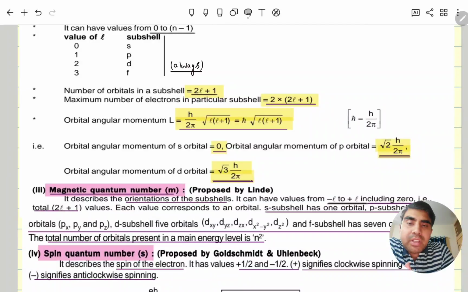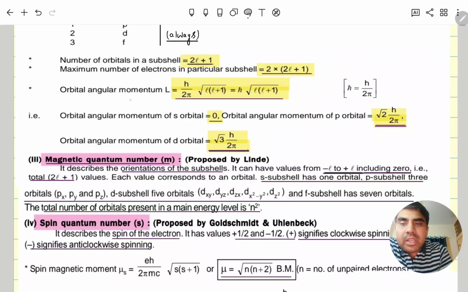Next, there we discussed the angular momentum of the orbit. Here we are discussing the angular momentum of the orbital. What is it? h by 2 pi under root l into l plus 1. Okay, h by 2 pi is also considered as h bar. Now for an s orbital, we know the l value is 0, so the orbital angular momentum will also be 0. For any p, the l value will be 1, so it will be 1 into 1 plus 1, which is 2. So root 2 into h by 2 pi. Similarly for d, it will be root 6 h by 2 pi.